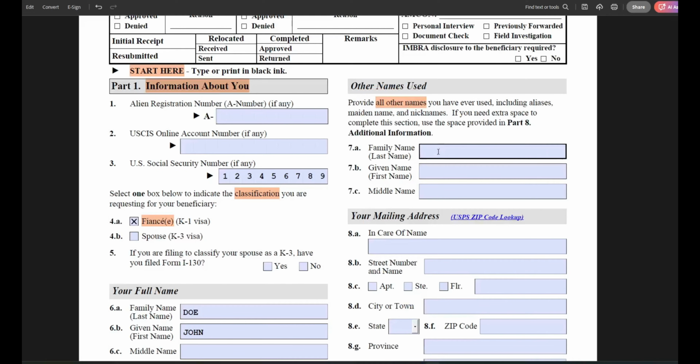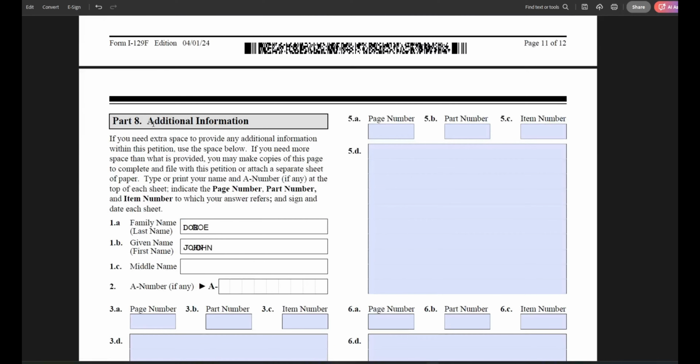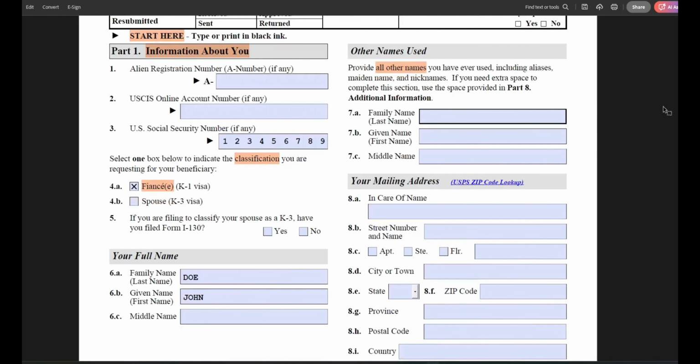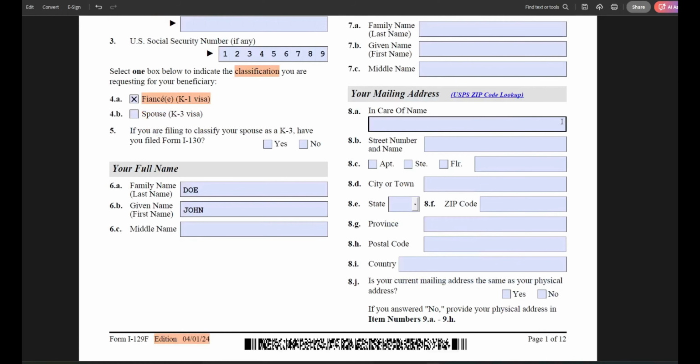Or if you ever had a maiden name, for example, you should also be writing in this section. And if you used more than one other name, you can use the last page of this application, additional information, to provide that information. Moving on, provide your mailing address. If you are able to receive mail at your mailing address, you can leave the line 8A blank. This only applies to people who are providing a mailing address where another person will be receiving mail on your behalf.